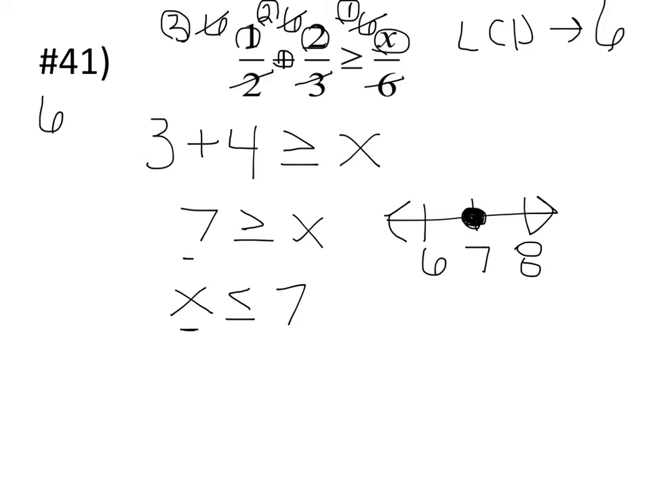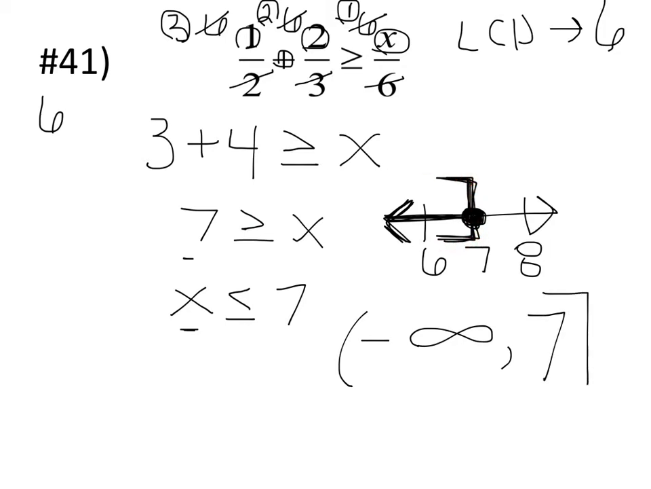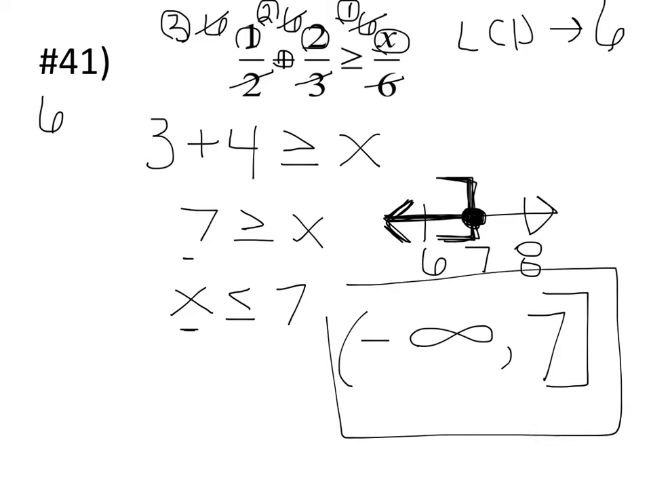Now that I wrote my variable first, I'm going to shade the direction the arrow is pointing, which is this way. Change my closed dot to a bracket. And now I write it in interval notation. Since it goes all the way to the left here, I know that means negative infinity, which always gets a parenthesis, and it goes to 7. There's a bracket on my graph, which means I get a bracket in my interval notation. So it's negative infinity to positive 7.